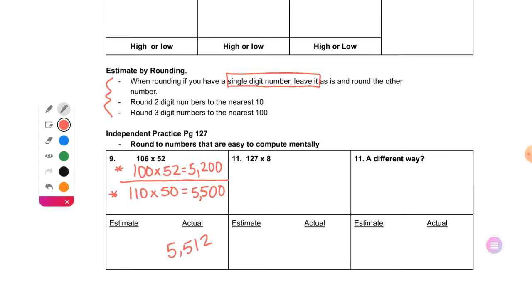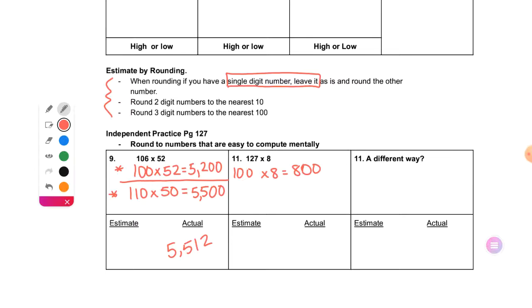Okay, number 11, I see a single digit number, so what should I do with it? Leave it the same. Leave it alone. Now, it told us right here, round a 3-digit number to the nearest 100. That is always an okay estimate. Caleb, what's the nearest 100 to 127? 100. So let's write 100 times 8. What's 100 times 8? 800. 100% perfectly okay estimate.